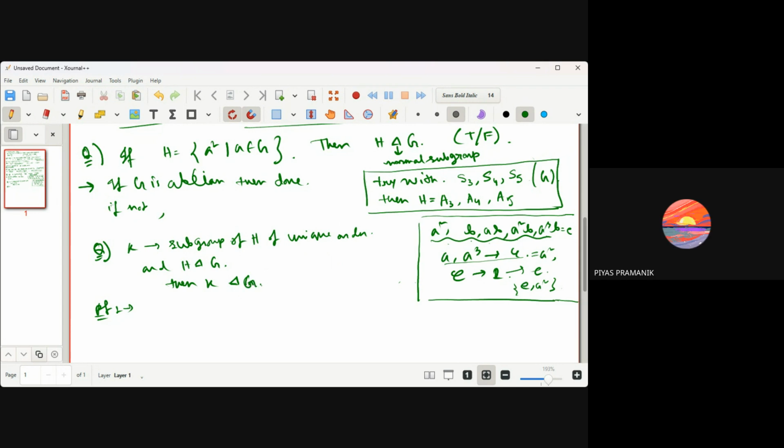Because GKG inverse is equal to K. GKG inverse equals K. We have to show this.